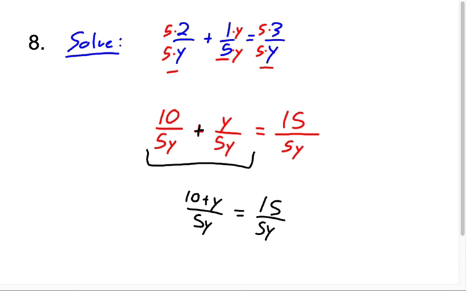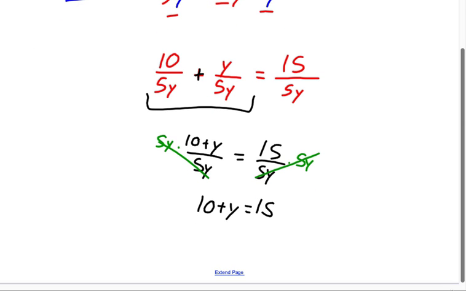So now I can set these equal to each other. The beautiful thing about doing it this way is, because my denominators are the same, I could multiply this side by 5y and multiply this side by 5y. If I multiply by my denominator, what happens to it? They go away. So what's left? It's just that. And now this we can do. How do I solve for y? Well, I subtract my 10, and y is going to be 5.